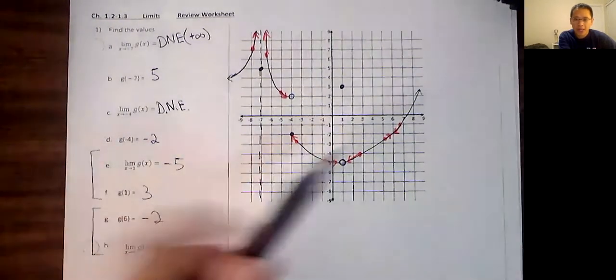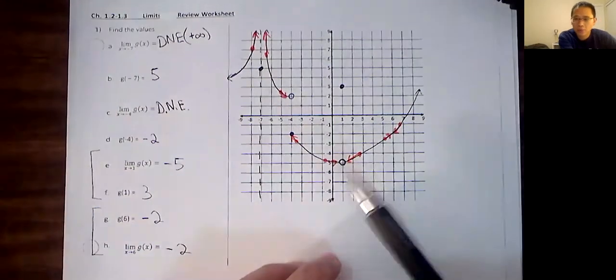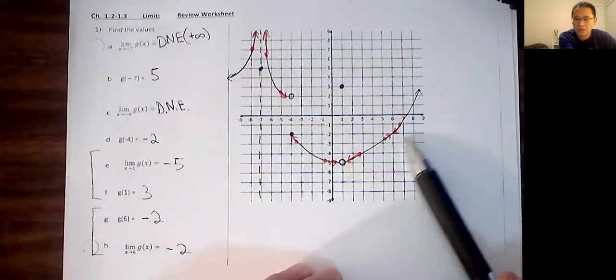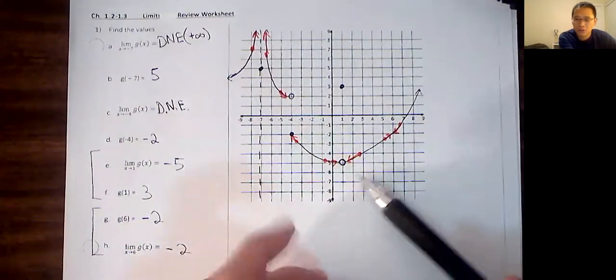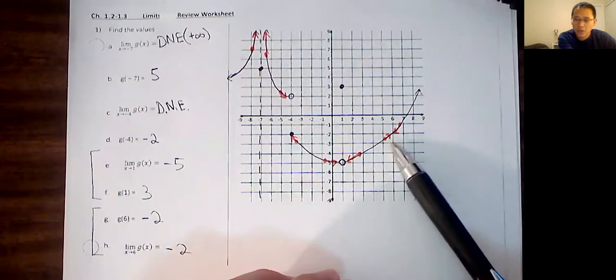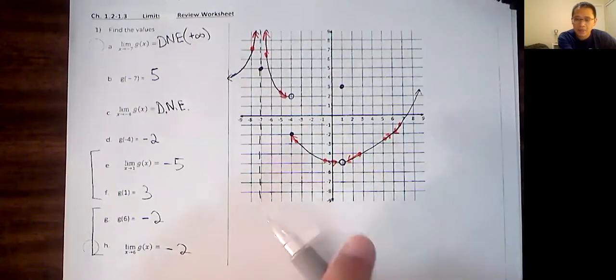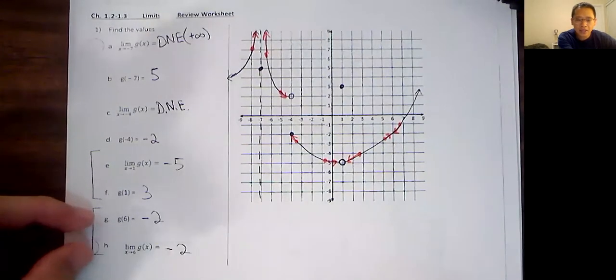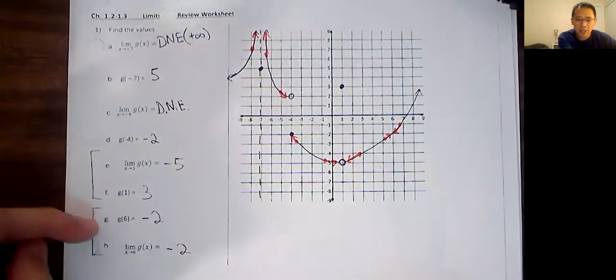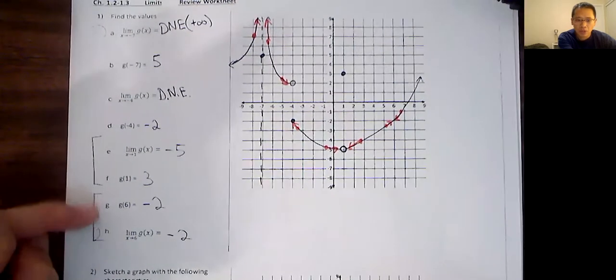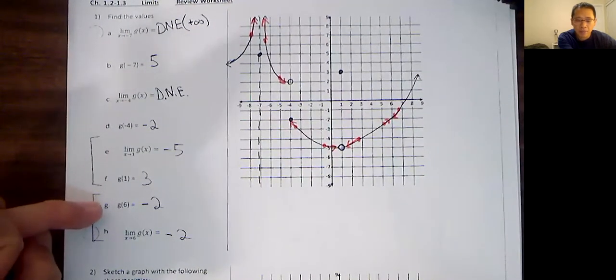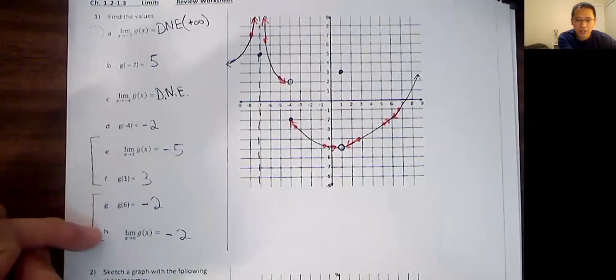However, look at what's happening at 6. At 6, there's no break in the graph. The graph is continuous, right? There's no hole, there's no asymptote, there's no disconnected parts. So when you have a continuous function, then you're not going to get any distinction between ordered pair and limit, because the point is going to exist. It's going to match the path of the graph from both sides.